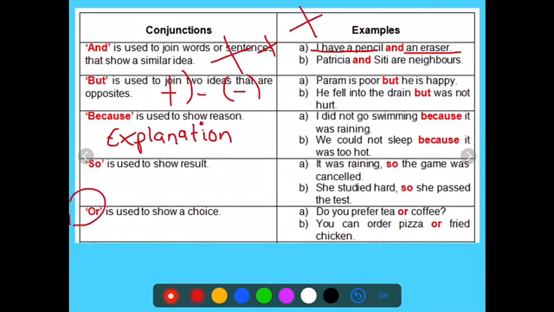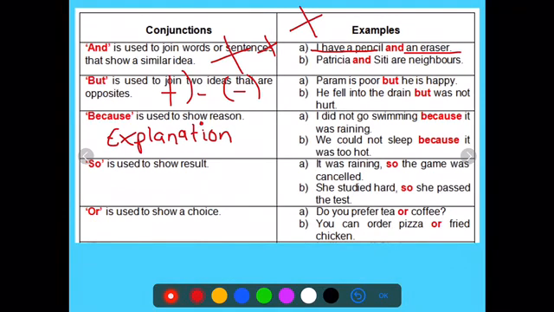Now, or is used to show a choice. To show a choice. For example, do you prefer tea or coffee? Can you order pizza or fried chicken? Do you like color green or blue? Do you like spaghetti or soup? I am giving you guys options, and I am using the conjunction or to give you more options than what I have.